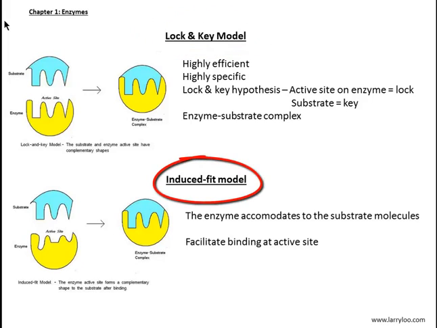The other model is the induced fit hypothesis model, in which the enzymes come close to the substrate molecules, and the active site actually accommodates by slightly changing its shape to facilitate binding at the active site.